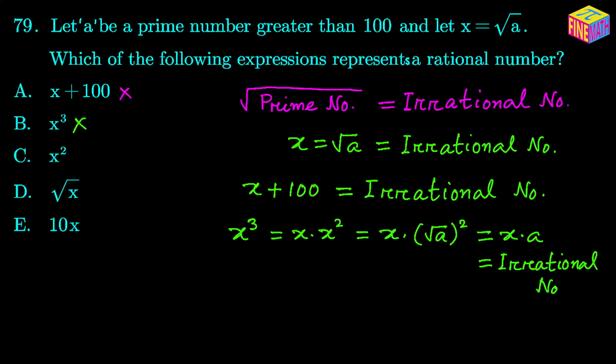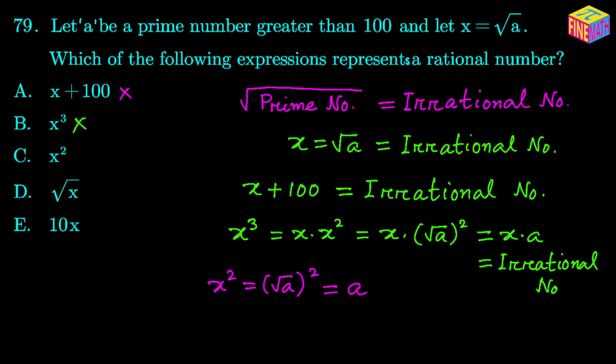Now let's try the third one. Third one says x squared. Well, that sounds pretty promising. So if we have x squared, can we write it as square root of a whole squared? And that will be equal to a. And a is a prime number greater than 100. Obviously, because a is a prime number, it is a rational number. So this is our answer then. So we have found the rational number.